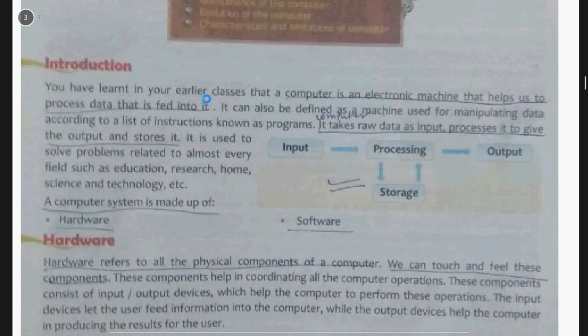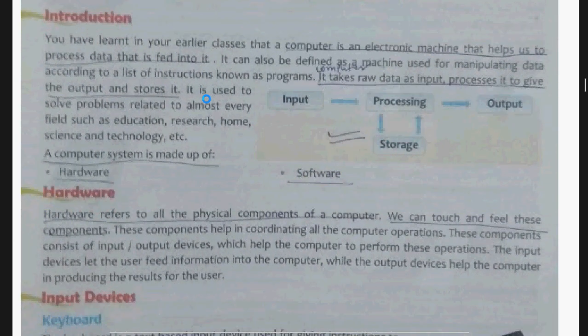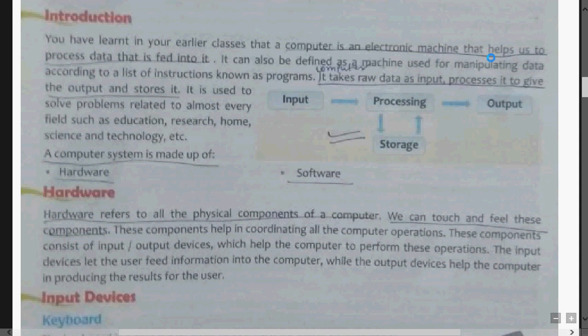So let's see what the definition of a computer is. A computer is an electronic machine that helps us to process data that is fed into it. That is the simpler definition. But now, as a student of class 7, if you are going to state the definition of the computer, you have to mention at least these 3 points: input, process and output. You will also mention a storage unit in the definition of a computer.